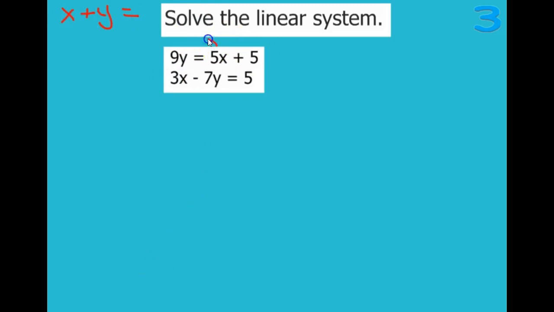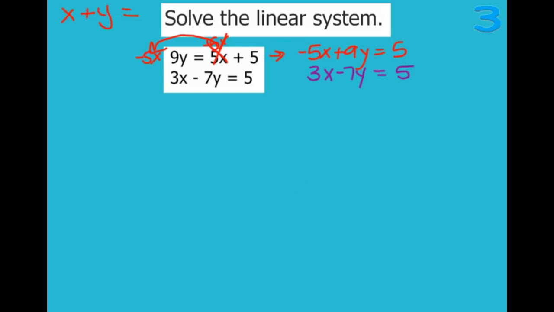So we need this x over on the other side, so I'm going to have to subtract that 5x. I'm just going to write minus 5x and rewrite it over here. So we have a negative 5x plus 9y equal to 5. So I just moved the x over to the other side. The second one, I didn't need to change anything. It says 3x minus 7y equal to 5.